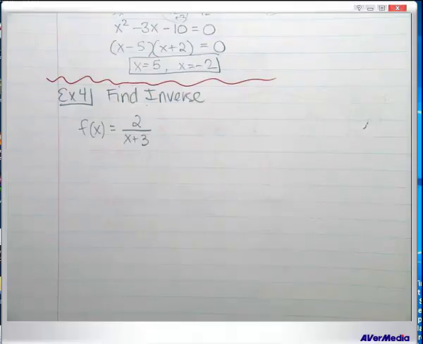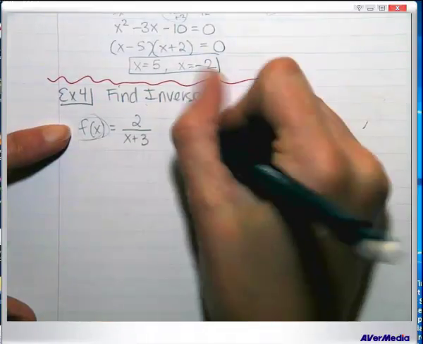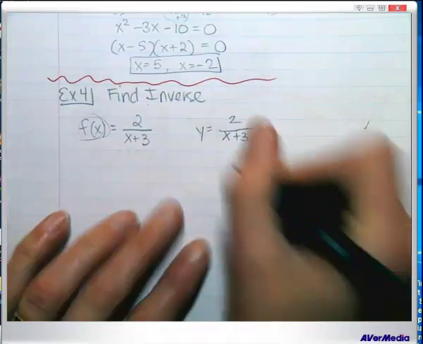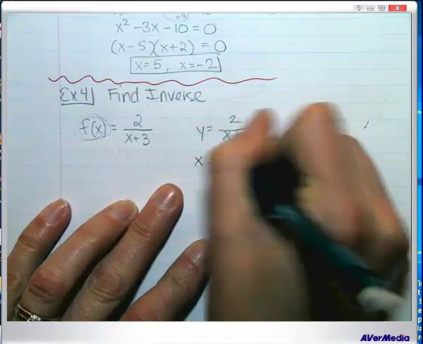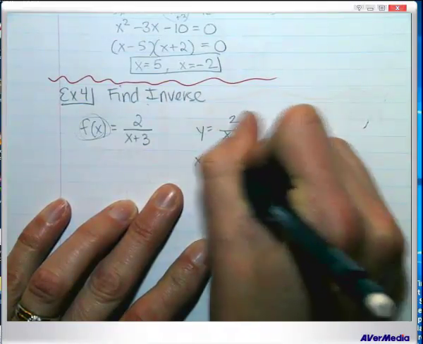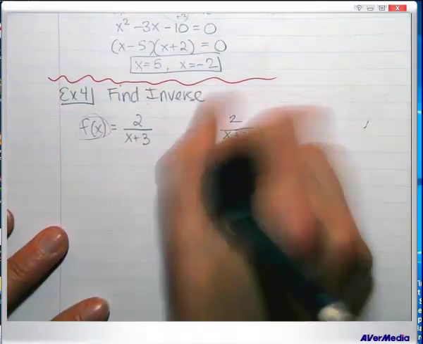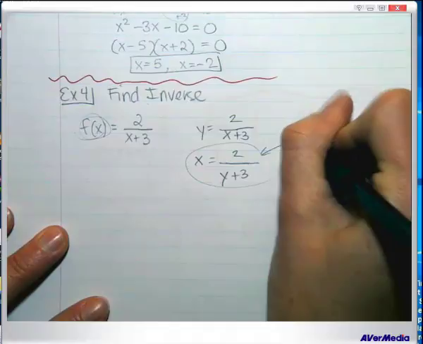There you go. You switch the y and the x. You switch the domain and range. And so first of all, let's rewrite this as y equals. It makes it a little bit plainer. And then switch the x and the y. So really the equation is x equals 2 divided by y plus 3. That's technically the inverse. But we're going to solve it for y.